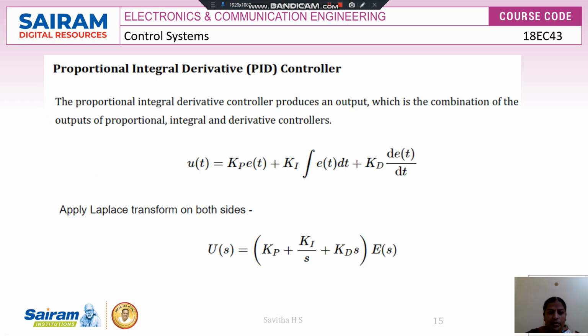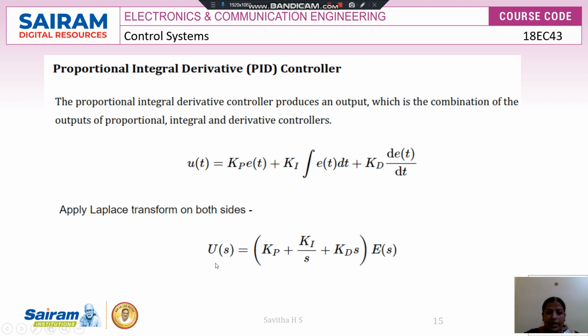The next one is the PID controller, the proportional integral derivative controller. That means we need to combine the formulas of proportional, integral and derivative. The proportional integral derivative controller produces an output which is a combination of the outputs of the proportional, integral and derivative controllers. Now in the expression, u of t is equal to Kp into e of t, the proportional part, plus Ki integration of e of t into dt, the integral part, plus Kd de of t by dt, the derivative part.